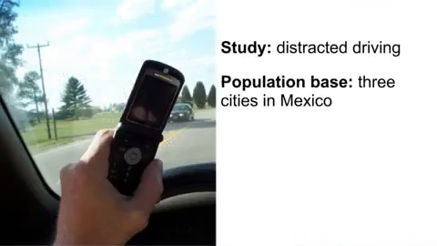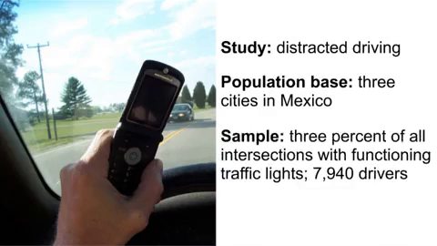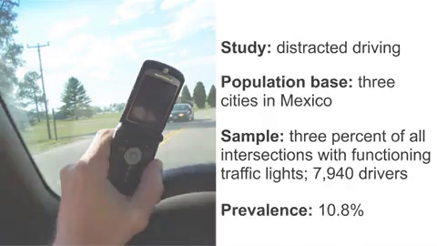Researchers selected 3 cities in Mexico. Their goal was to measure the prevalence of talking and texting on mobile phones among drivers in the 3 cities. A sample of 3% of all intersections with functioning traffic lights in all 3 cities was randomly selected. With a systematic sampling methodology, 7,940 drivers and their vehicles were observed during 2011 to 2012. The overall prevalence of mobile phone use while driving was 10.8%.